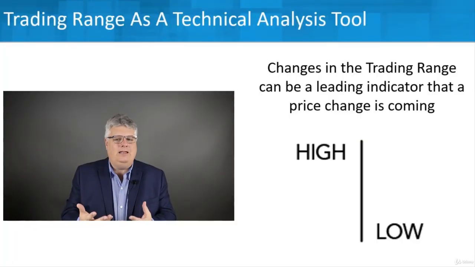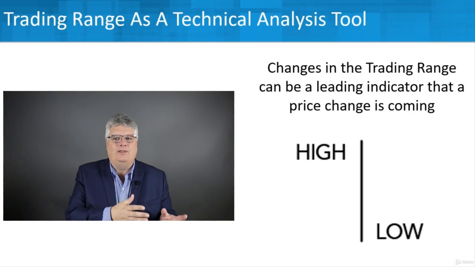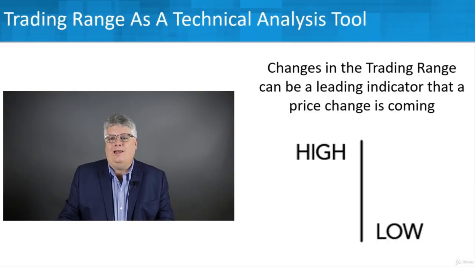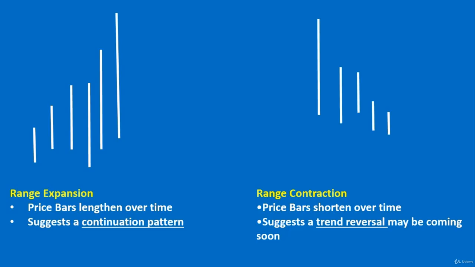And it can be a leading indicator as far as a price change that is coming. And when we start seeing these ranges between high and low, there might be something's coming. That's why we call it a leading indicator versus something that's maybe more of a lagging indicator. So it can be very helpful that way as well. So if we look at trading ranges, you can look at range expansion and range contraction.